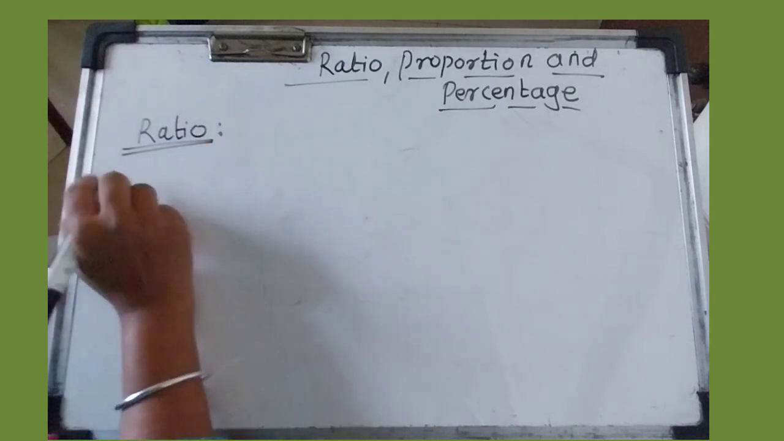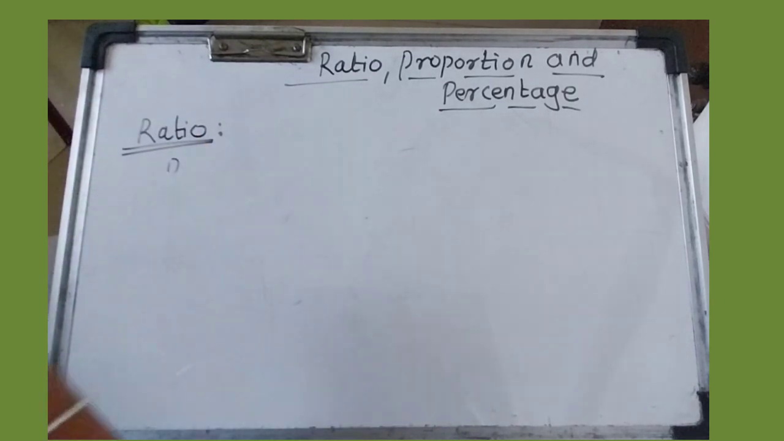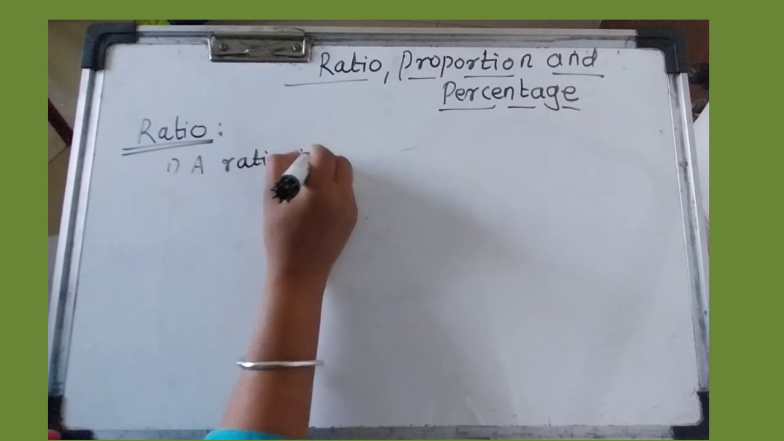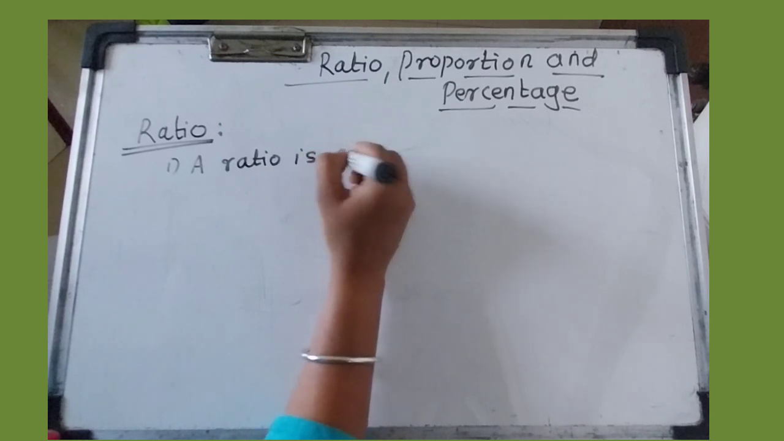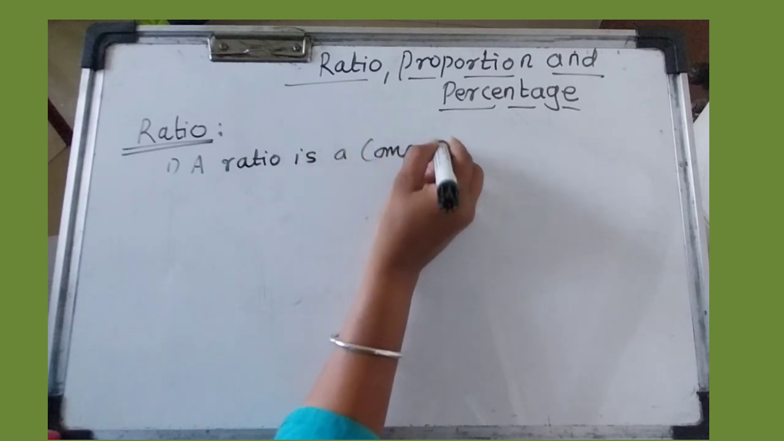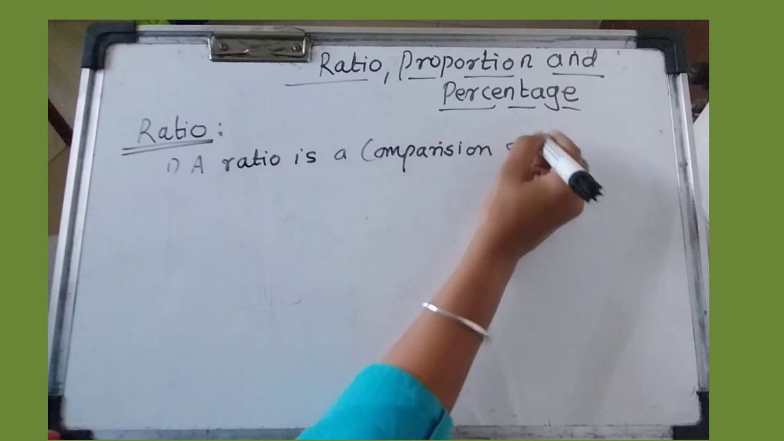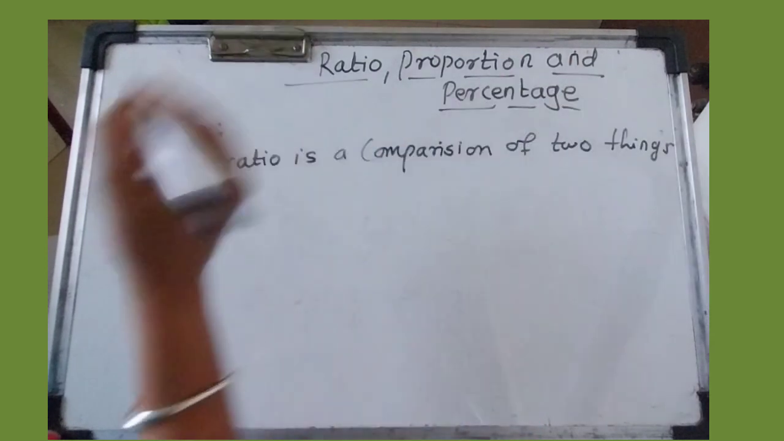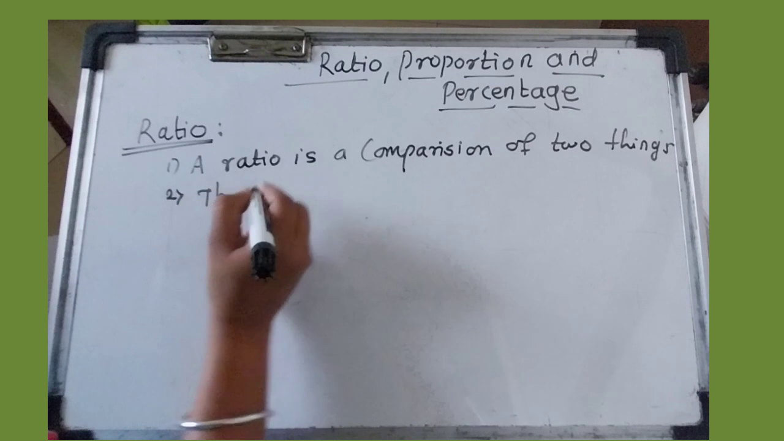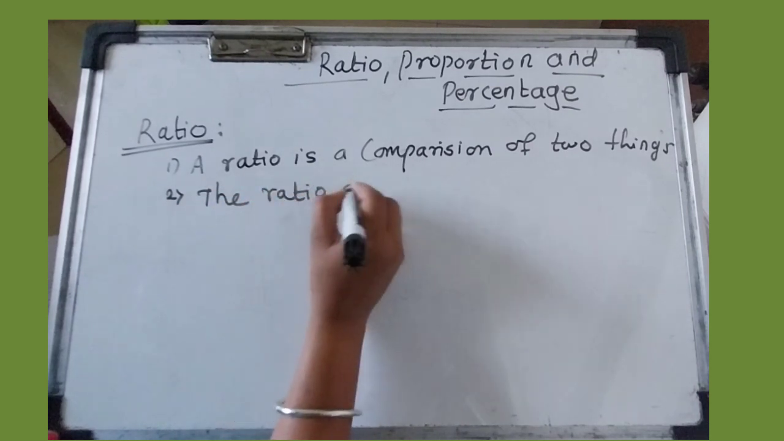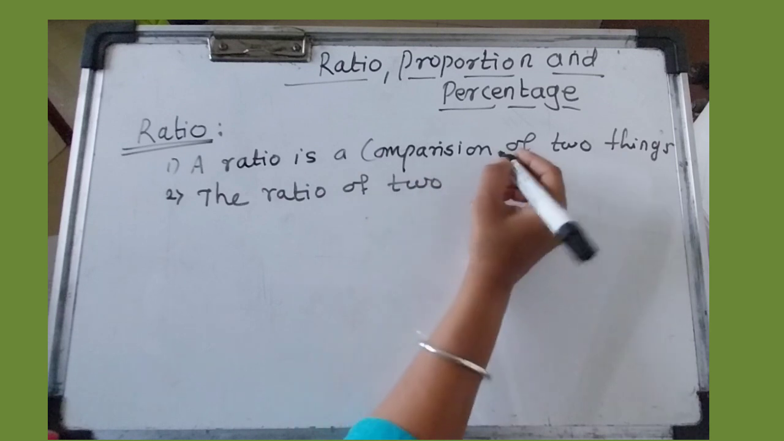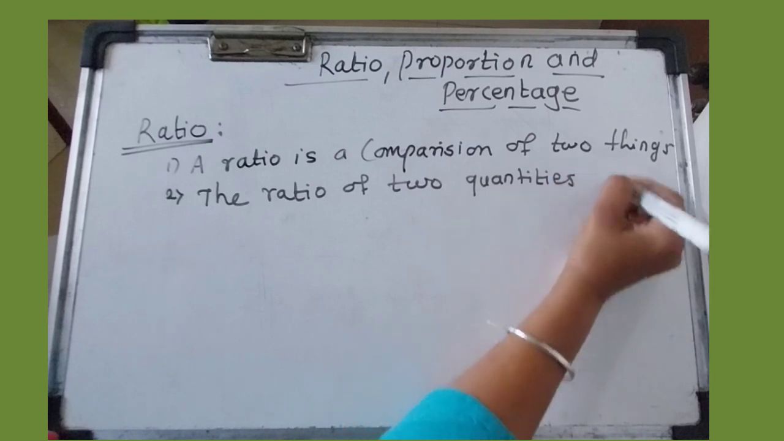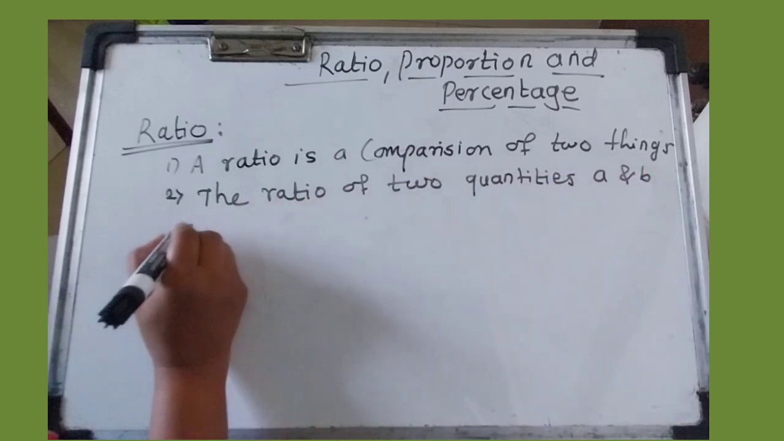If a question is asked in the exam, suppose define ratio, what do we write here? First, a ratio is a comparison of two things. Second, the ratio of two quantities A and B of the same kind.